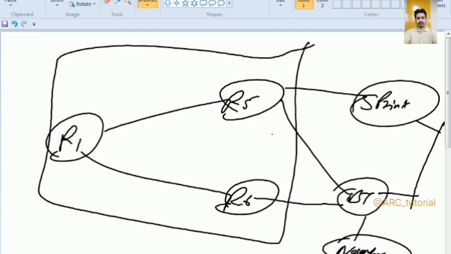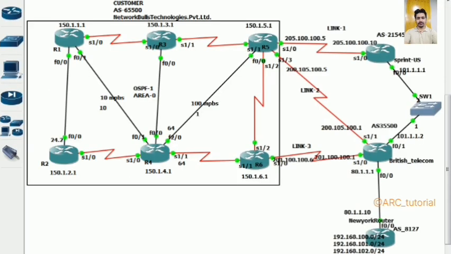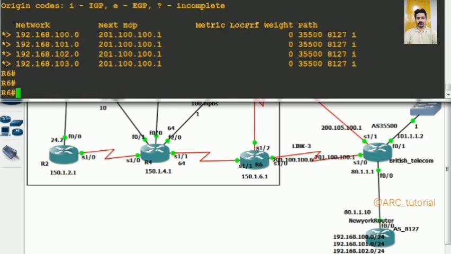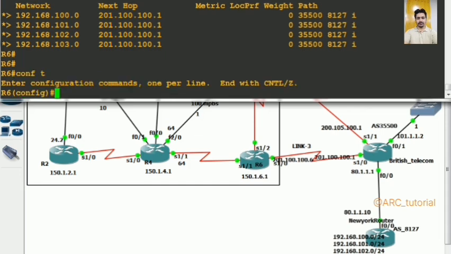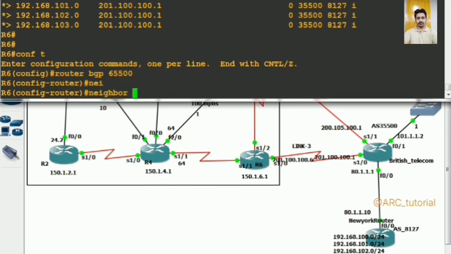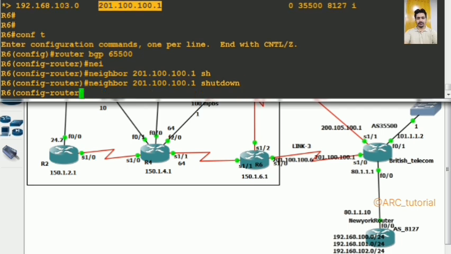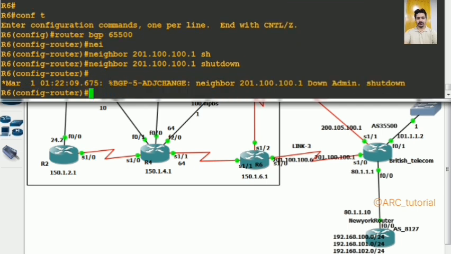And one more thing that I would like to show you over here before going to modify it. Let's move back again on R6, and R6 is learning prefixes coming from BT only. Is not it? In case R6 lost its reachability with its neighbor, you can shut down your neighbor in BGP, right? That's called graceful shutdown. And this feature now they have introduced in OSPF as well, but in IOS 15 only. Version. I discussed it with you.